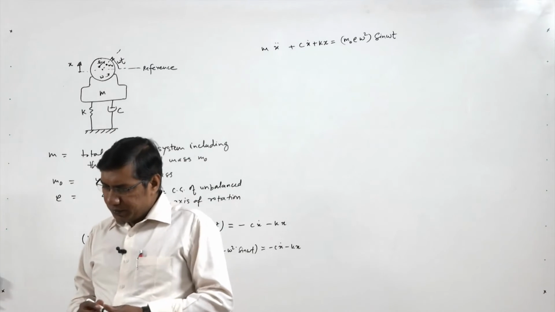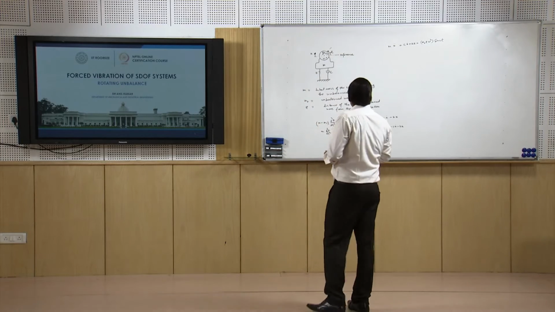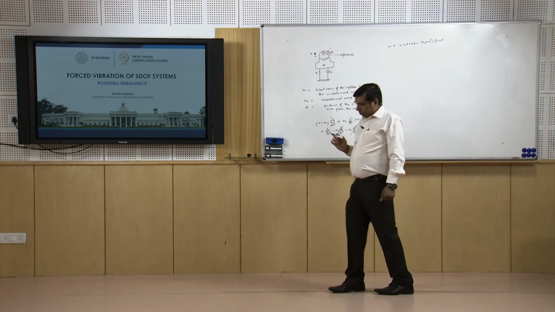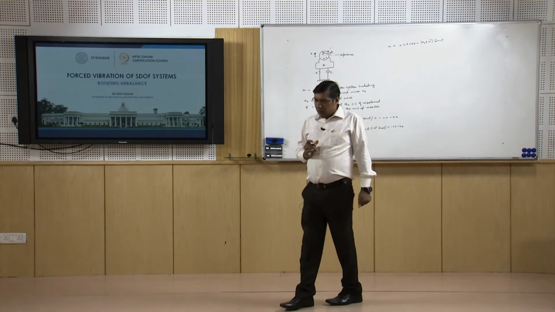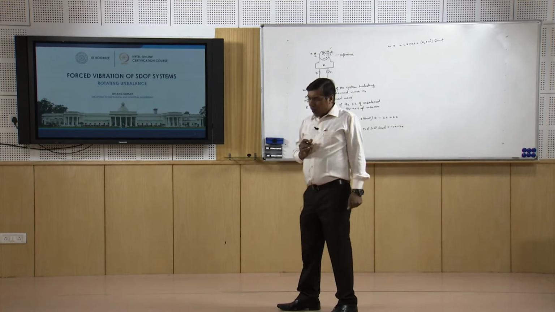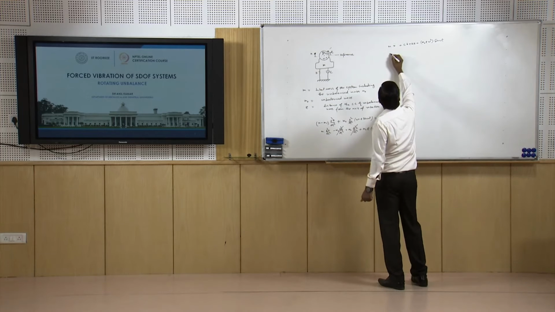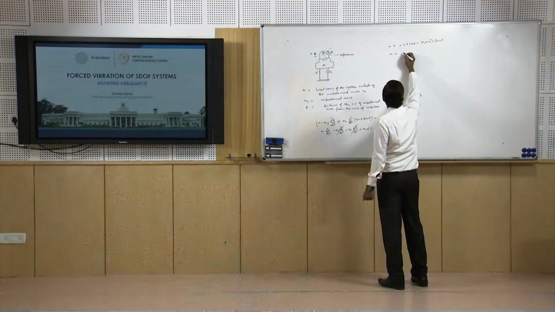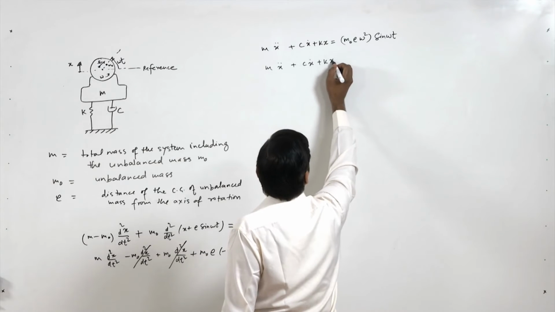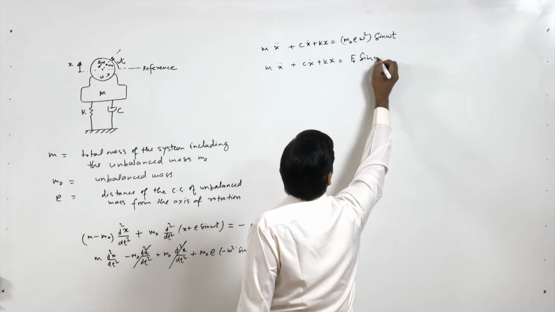Now, we have already performed the derivation of the amplitude response of a system subjected to harmonic force. That is, if our system is m x double dot plus c x dot plus k x equal to F0 sin omega t.